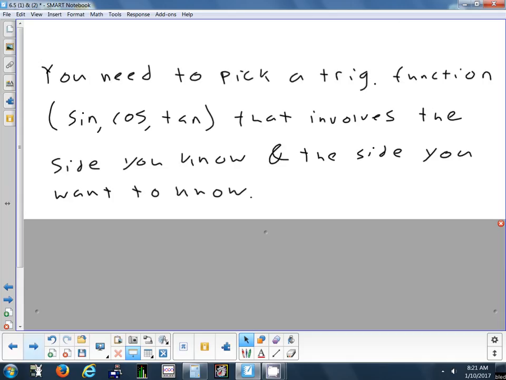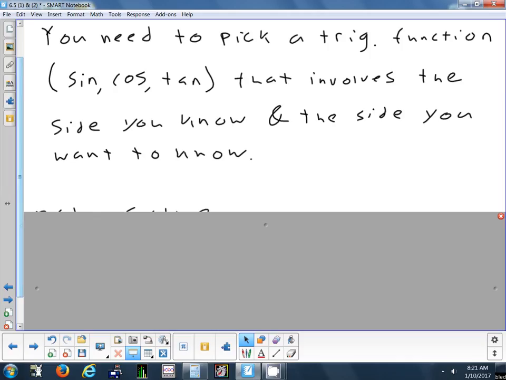And now, how do you figure out which one you want to use? Well, in the problems we're going to start with, you're going to have a side that you want to know, and you're going to have a side that they give you. So out of the two sides, you have to figure out the names of them. Let's say, for example, they give you the opposite side, and you want to know the adjacent side. Well, out of these three trig functions, you have to figure out which one has opposite and adjacent. So this would be a problem with tangent. So you look at the side you know, you look at the side you want to know, and then figure out which of the three trig functions you need to use.